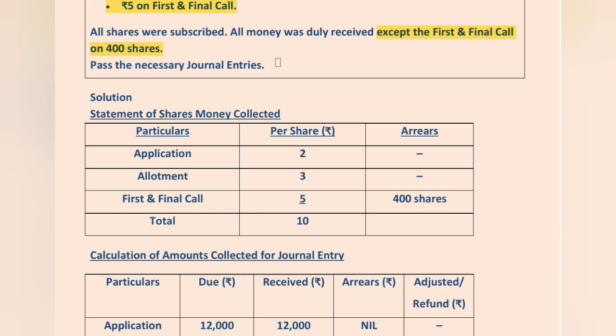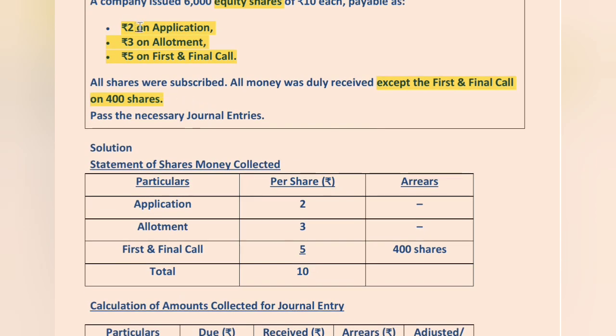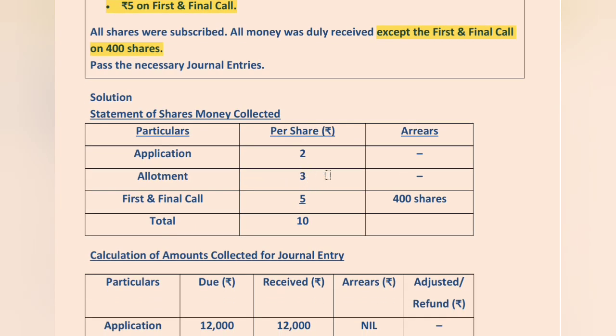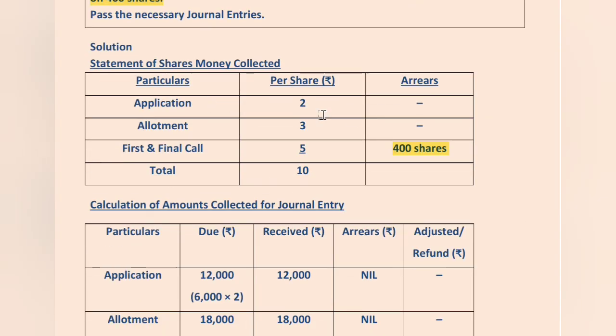First, for our reference, whatever is given in the question, you have to record in a statement of share money collected. Now application, how much? 2 rupees, no arrears, fully collected. Allotment also 3 rupees, no arrears here. And the first and final call is 5 rupees. Here they have given arrears: 400 shares were in arrears. Among the 6,000 shares, 400 shareholders have not paid the money at the time of first and final call.